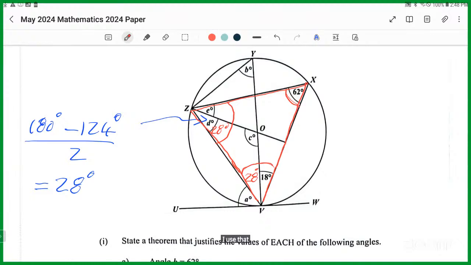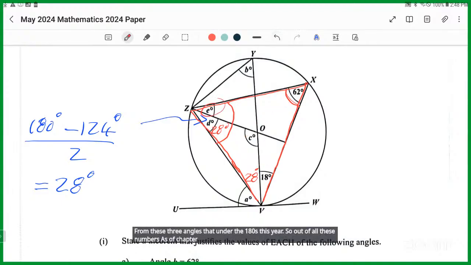I see that method already. Let me look if there's another way. That's one way to get it, right? Because the only thing missing from these three angles that add up to 180 is this E. So add up all these numbers and subtract from 180, and we're going to get E. Let's see if there's another way.